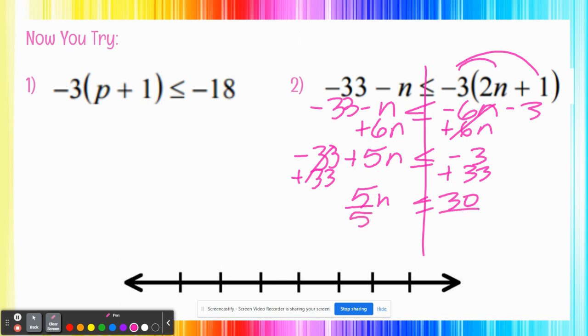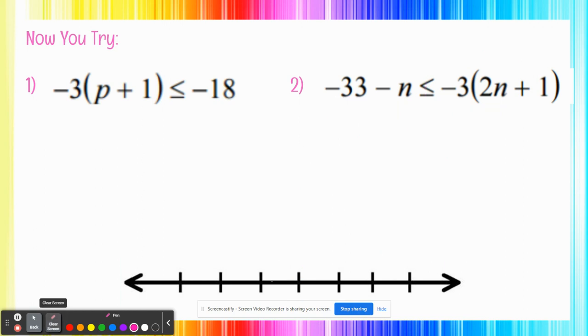I'm going to divide to isolate my variable. I divided by a positive, so I do not flip my inequality sign, and that gives me 6. So that would be a solid dot at 6, and all those values are going to be to the left.